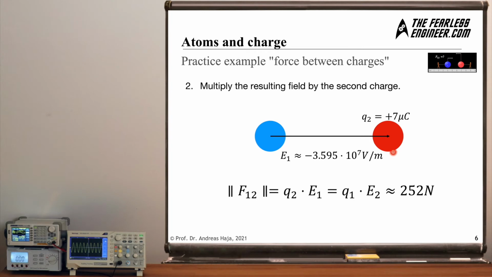And in the second step, we now want to compute the force exerted onto the second charge by the electric field of the first charge. So we now already know this field strength at the position of the second charge.